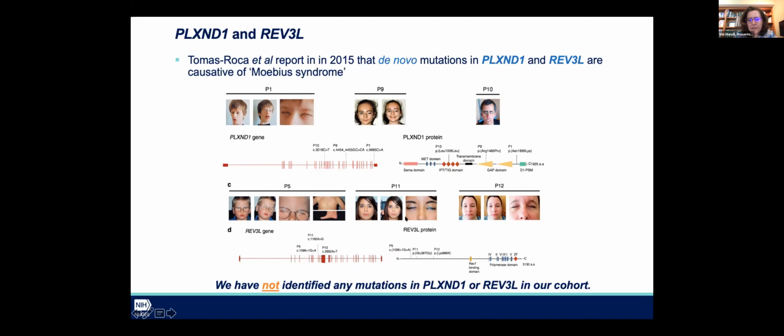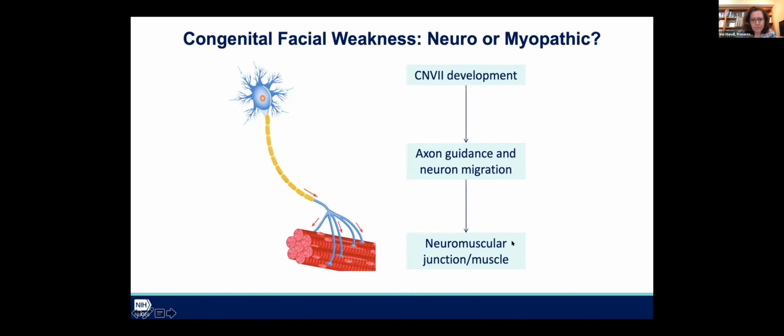This case only has mild facial weakness, and this is a classic Moebius case, but this one has ptosis and other cranial nerve involvement, so not a typical Moebius presentation. We have not found any mutations in these 2 genes in our Moebius cohort, so we currently wait for confirmation of this association.